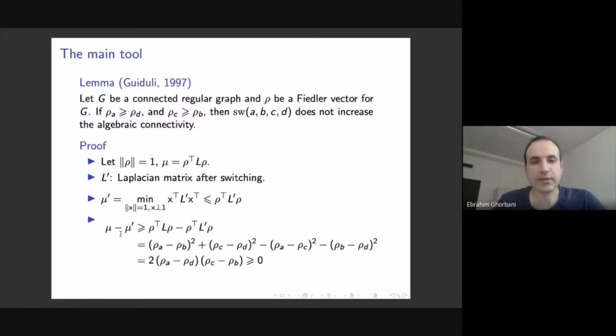the difference. So as a result, we come up with this relation that mu minus mu prime is at least rho times L rho minus rho L prime rho. So here is the difference, the four edges which are different in the two graphs, and we see that this difference is a non-negative number. So this means that mu is bigger or equal to mu prime. Actually, if this last inequality is strictly positive, then mu prime decreases actually.